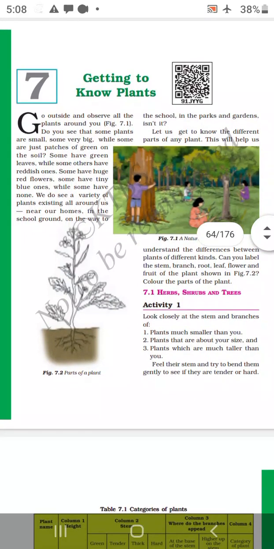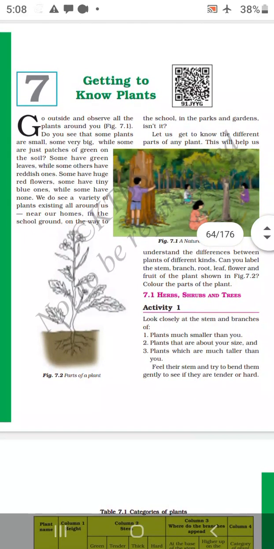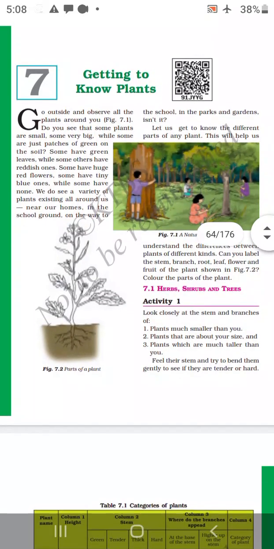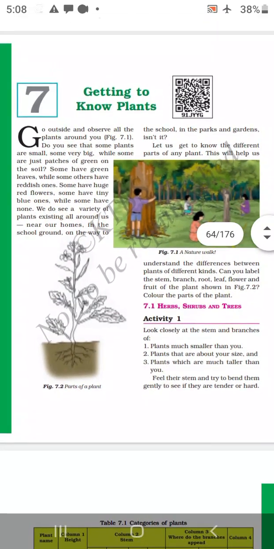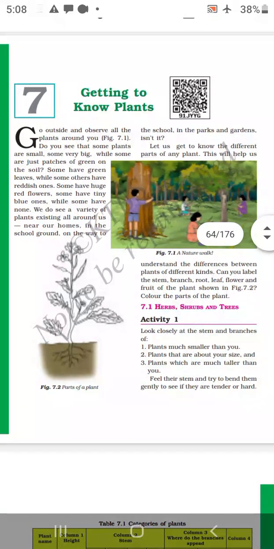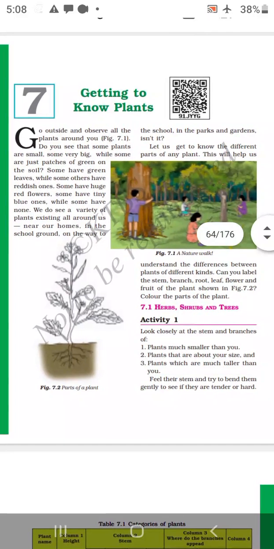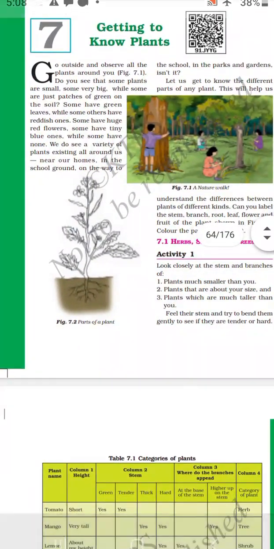Let us get to know in this chapter different parts of the plant, and this will help us to understand the difference between plants of different kinds. Can you label root, leaf, flower and fruit of the plant shown below? I'm sure you can do this.